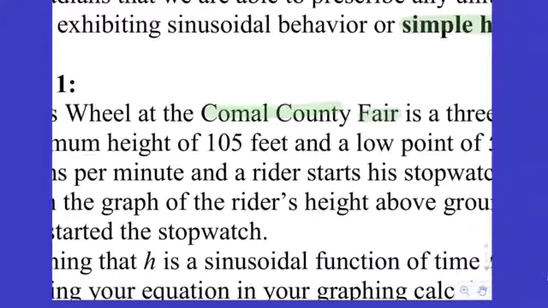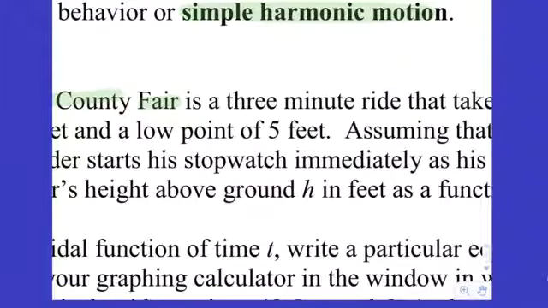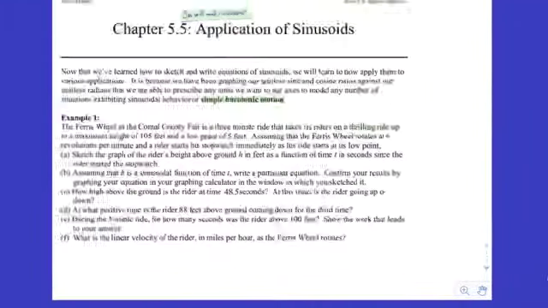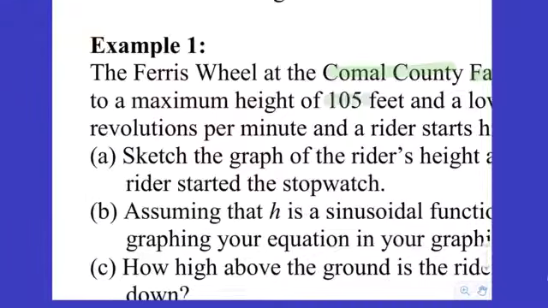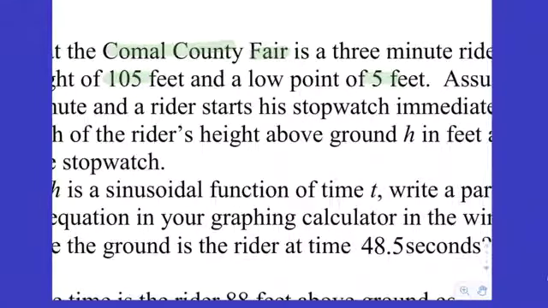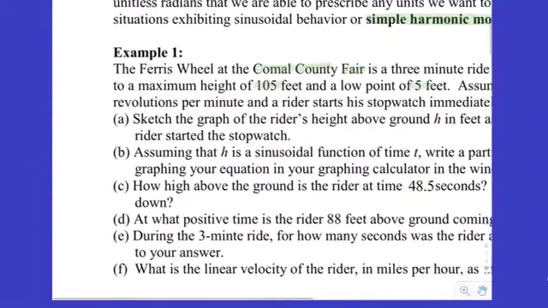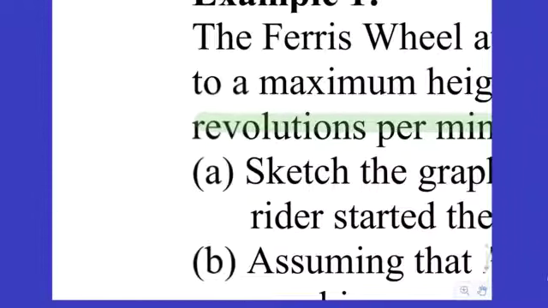Okay? So the Canal County Fair Ferris wheel is a 3-minute ride that takes its riders on a thrilling ride, bolts might not be tight, up to a maximum height of 105, where you might be able to see your house, and down to a low point of 5 feet above ground. Assuming that the Ferris wheel rotates at 6 revolutions per minute. 6 revolutions per minute is a measure of what? Omega, which is, that's right, angular velocity.